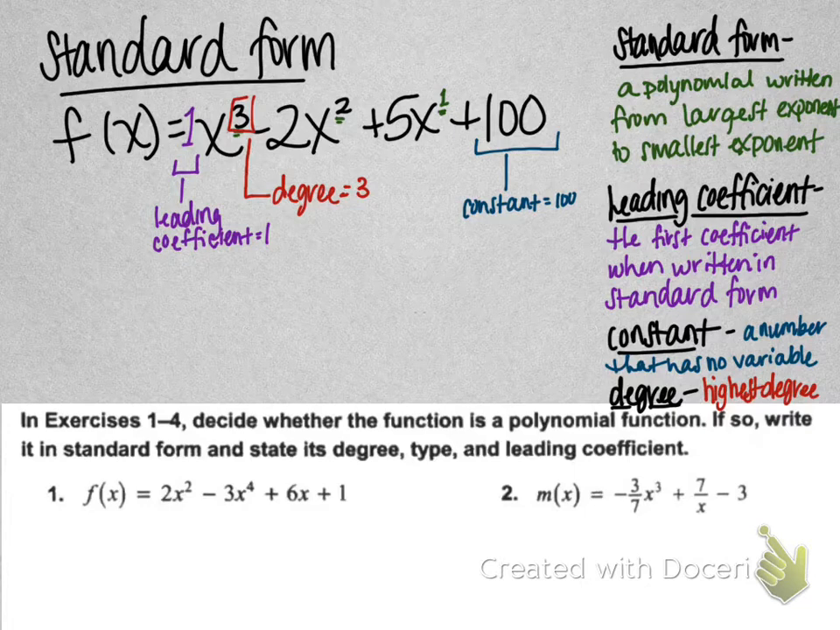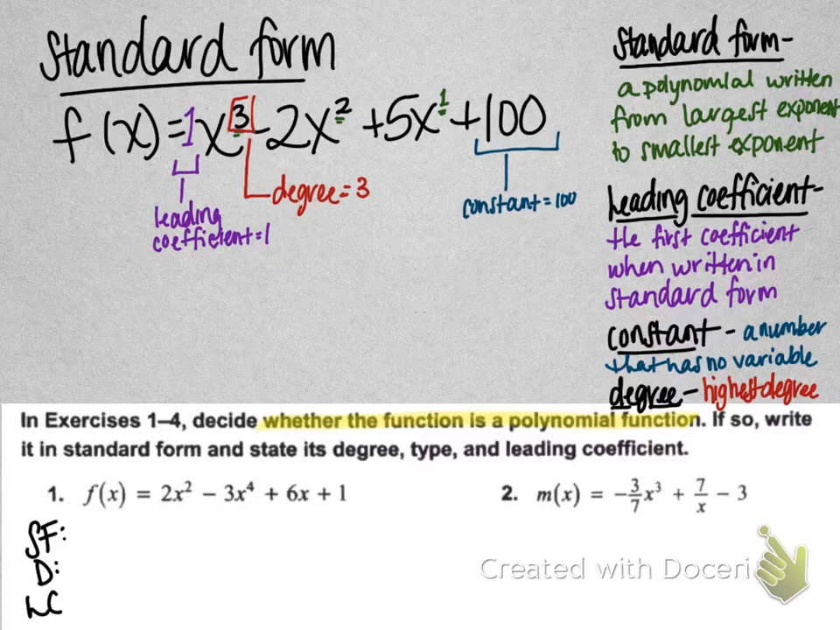So in our instructions, our little example here at the bottom, it says in exercises 1 through 4, and we'll get to 3 and 4 in a second, decide whether the function is a polynomial function, and I'll explain that further as we experience it. If so, write it in standard form and state its degree, type, and leading coefficient. And I'm actually going to add to that the constant as well. Your homework may or may not include that, but it's always a good habit to identify those key things. So the first thing I'm going to do is write down my things. I need to find my standard form, my degree, and my leading coefficient.